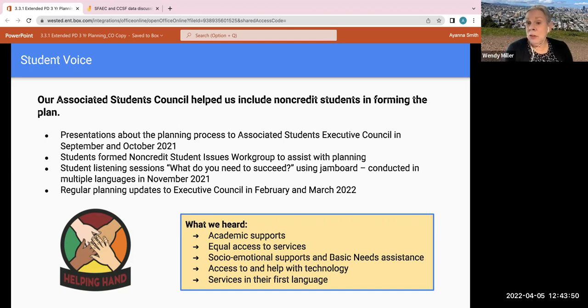They want access to and help with technology, and they want to be able to access services in their first language. So a lot of these things we have been trying to do, but now we've got a clear mandate to do them and do them full-throatedly, and make it a much more universal practice. Next slide, please.